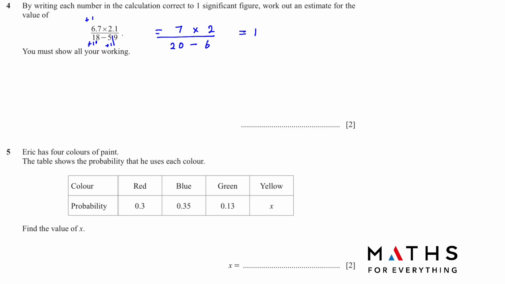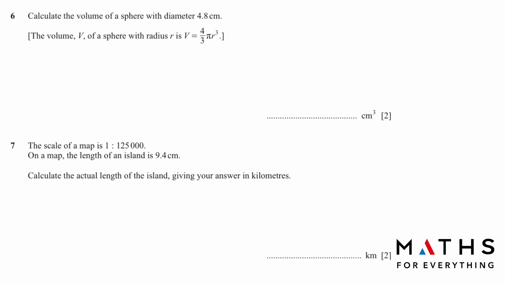The next question, we have been given a probability table and we want to find the value of x. One of the properties of probability is that the sum of the total probability is equal to 1. So if one value is unknown and I want to find it, I'm going to subtract the sum of all the other values from 1. That will give me the answer of x, which is 0.22.